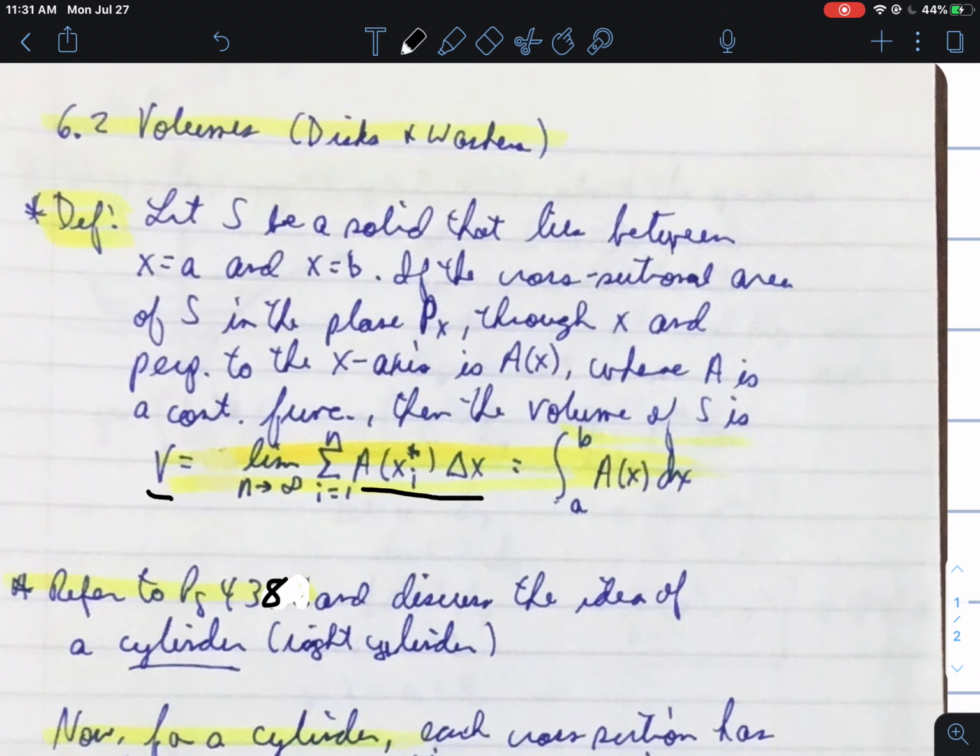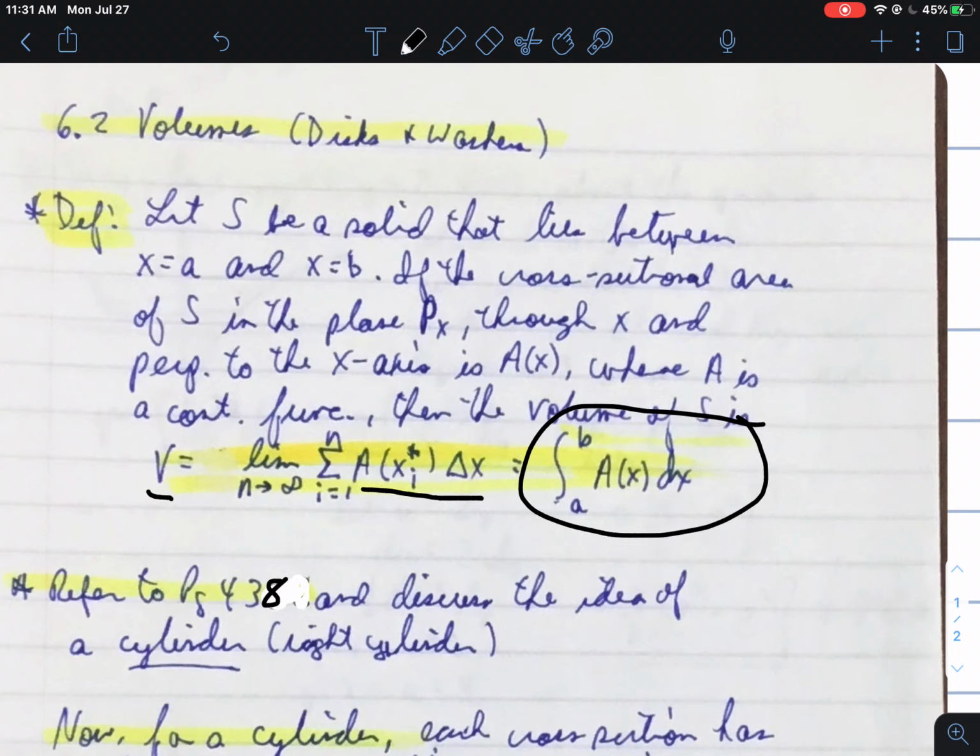Now don't put too much into the limit of sums. We're not going to rehash that again. But eventually that's what leads us to our integral. So in other words, to find the volume of a solid whose slice area can be calculated using some formula A of x, we can find the volume by taking the integral from a to b of that area function dx, because remember, dx is delta x, that's your thickness.